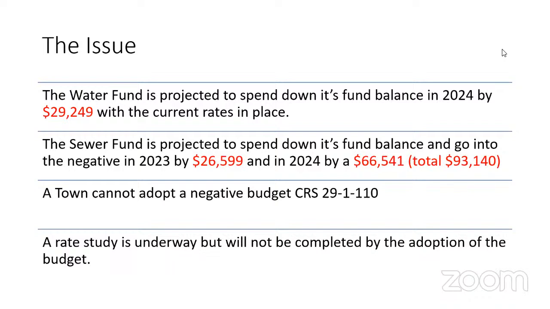So it's going to take a little longer, but I think we're going to get a much better product. In the interim, we need to address the fact that we're going to have a negative fund balance going into 2024, and we cannot budget for that. So that is why the special meeting was called, so that we can address that right away and adopt a positive fund balance.